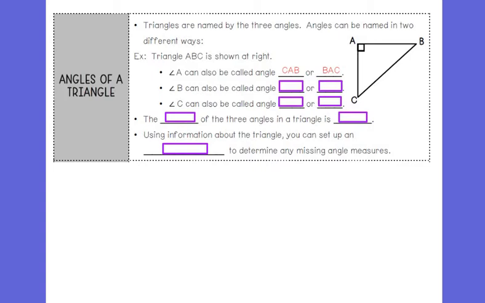Well, what about angle B? How could I name that one? ABC and CBA. Then, lastly, angle C. How could I name that one? ACB and BCA. Page 7.